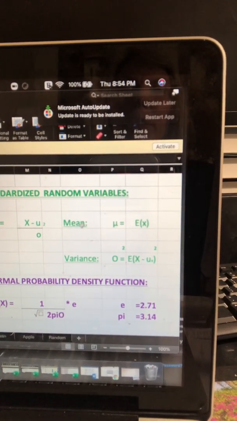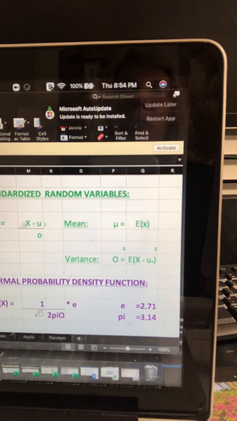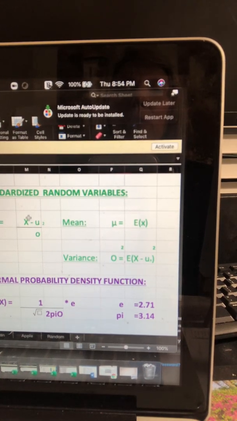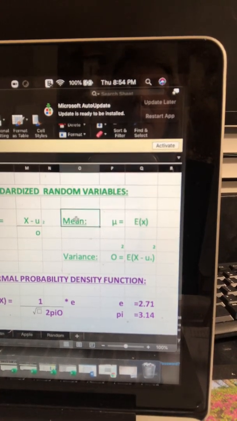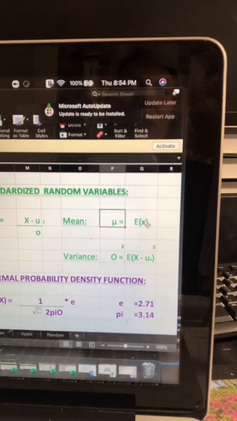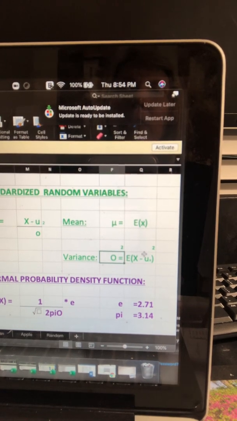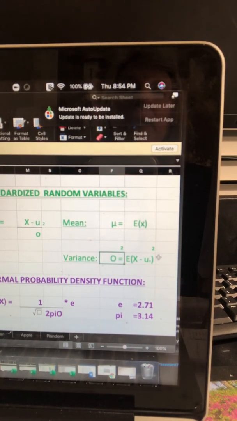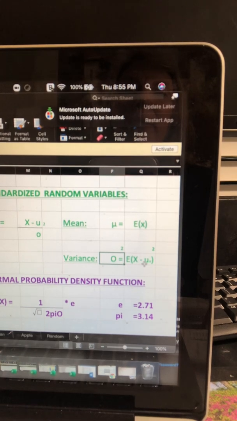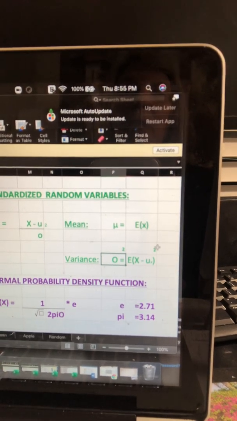So again, we would plug in the values in order to get the values for z. The mean in this case is going to be mu equals the expected value of x. And our variance is going to be sigma squared again, but in this case it is going to be the expected value of x minus mu squared.